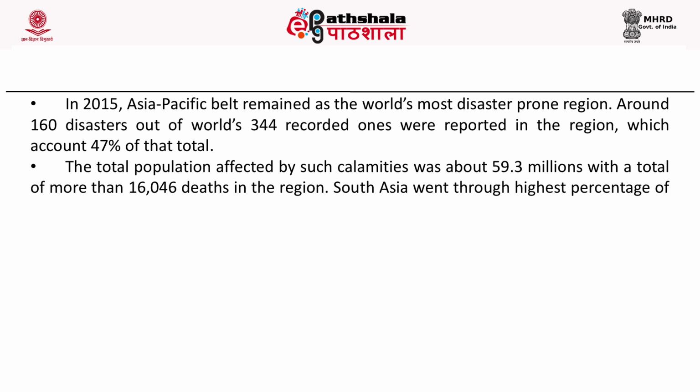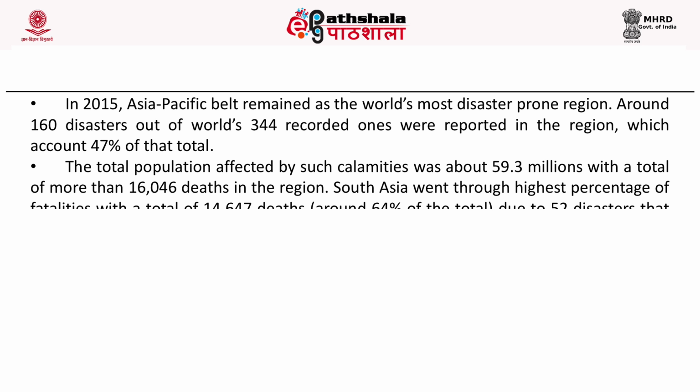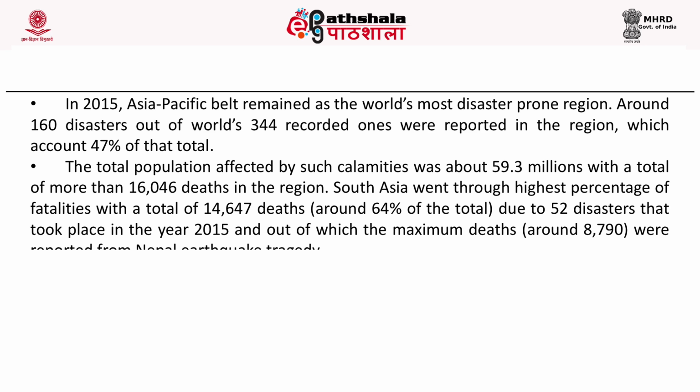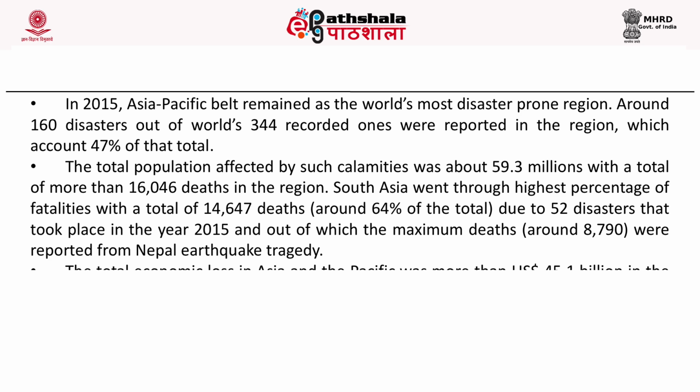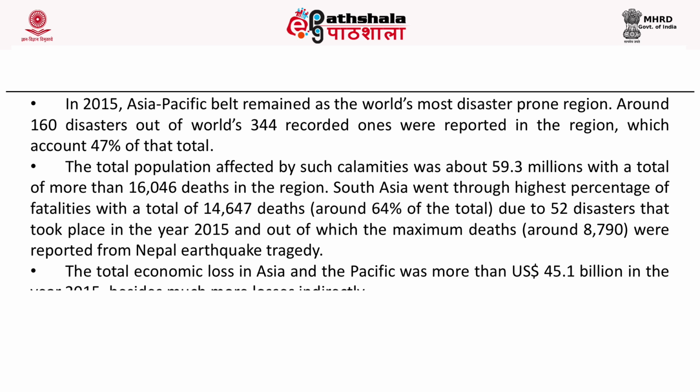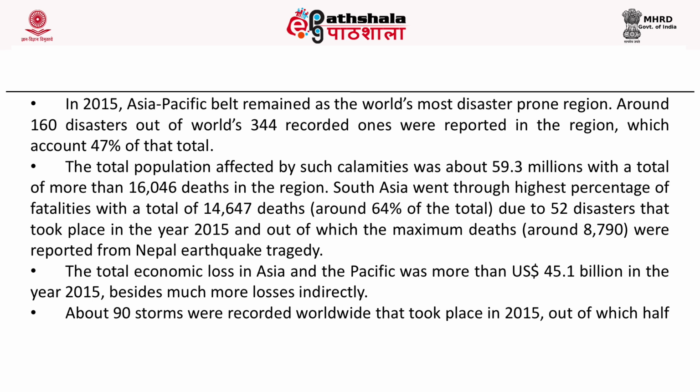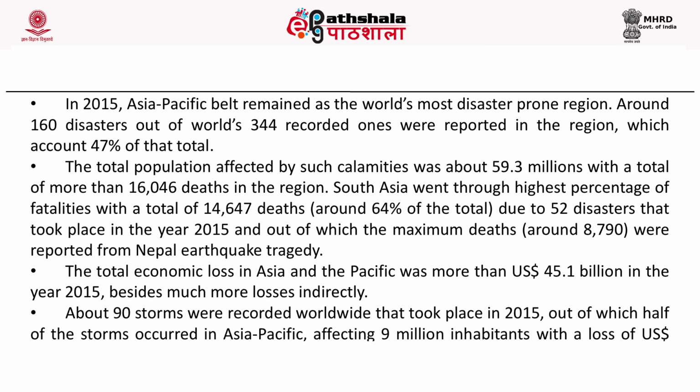South Asia went through the highest percentage of fatalities with a total of 14,647 deaths. This is about 64% of the total 52 disasters that took place in the year 2015, out of which the maximum deaths, around 8,790, were reported from the Nepal earthquake tragedy. Further, the total economic loss in Asia and the Pacific was more than 45.1 billion US dollars in the year 2015. This does not include the indirect losses that also happened.